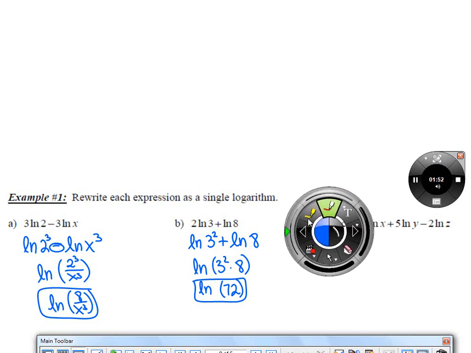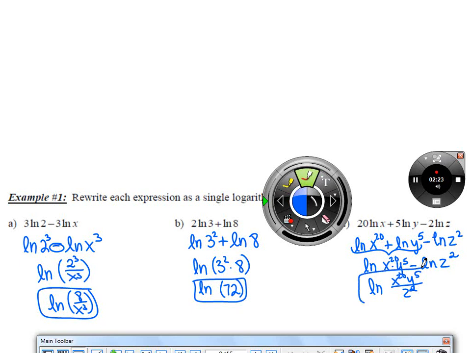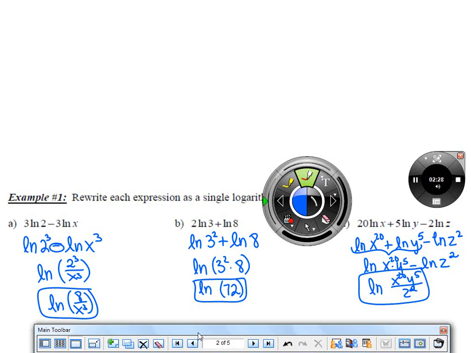And then same idea here in this last example. Natural log of x to the 20th plus the natural log of y to the 5th minus the natural log of z squared. So here, this would be the natural log of x to the 20th times y to the 5th. And then when we combine those together, we'd get the natural log of x to the 20th, y to the 5th over z squared. Just like before. Okay, so basically we're reviewing the things of before just with a different base.